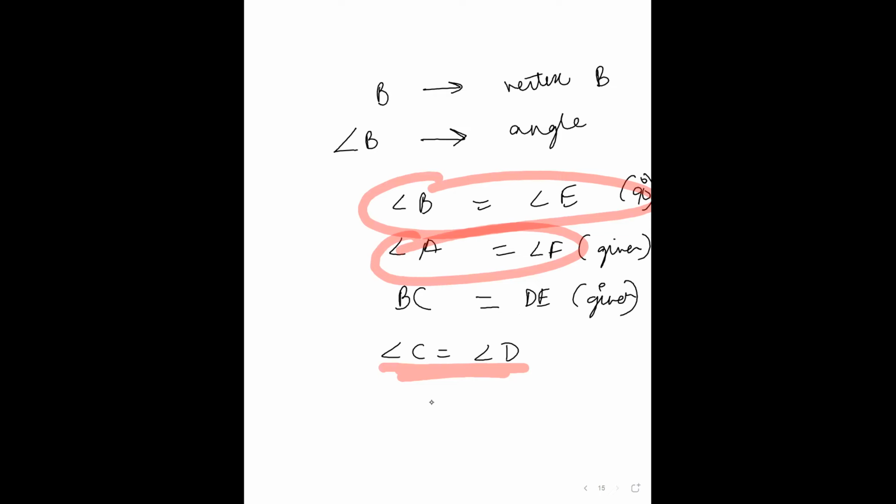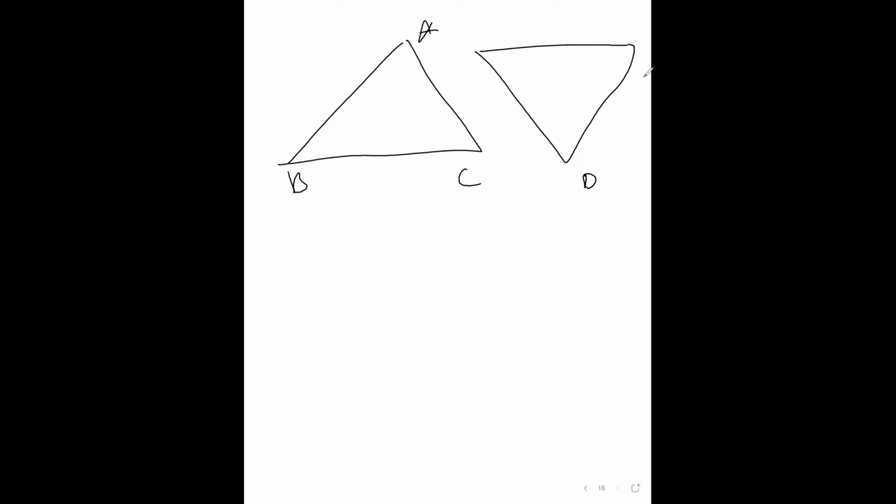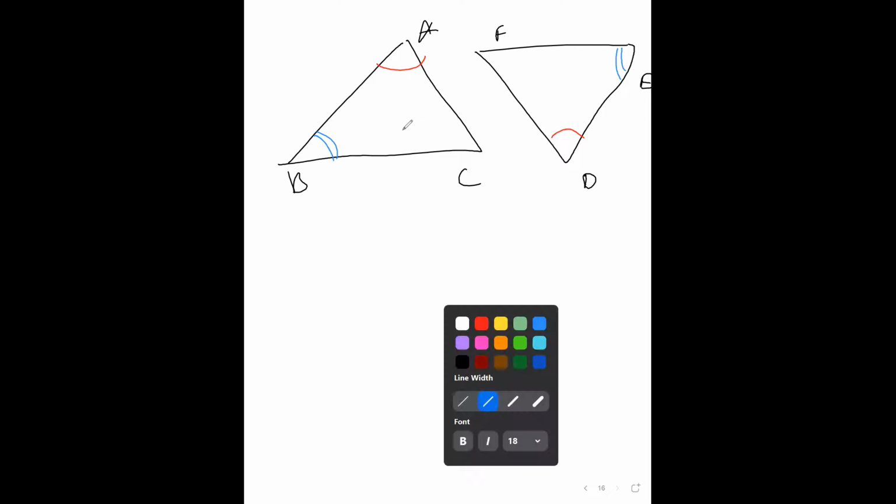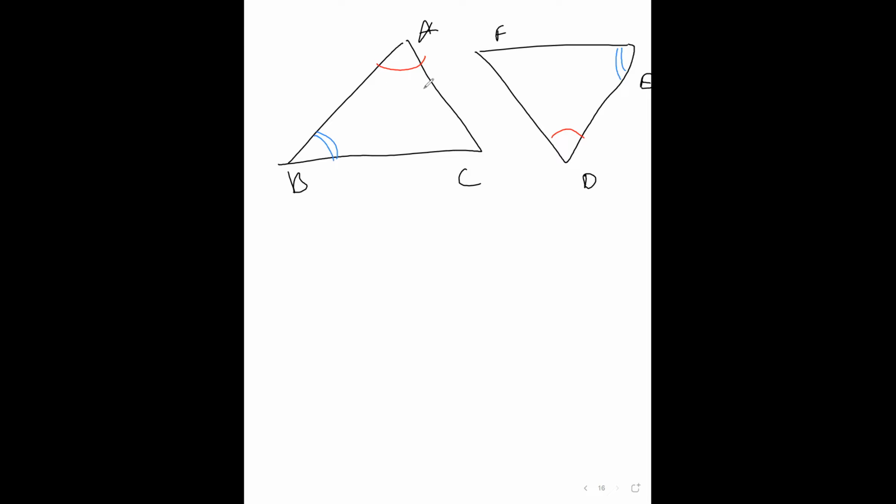Let me explain how. Let's say you have two triangles over here, A, B, C, D, E, F. This angle is equal to this angle, and they are telling you that this angle is equal to this angle. Let's just assume that they have some values. Let's say this is 60 degrees, 60 degrees, and then 40 degrees, 40 degrees.